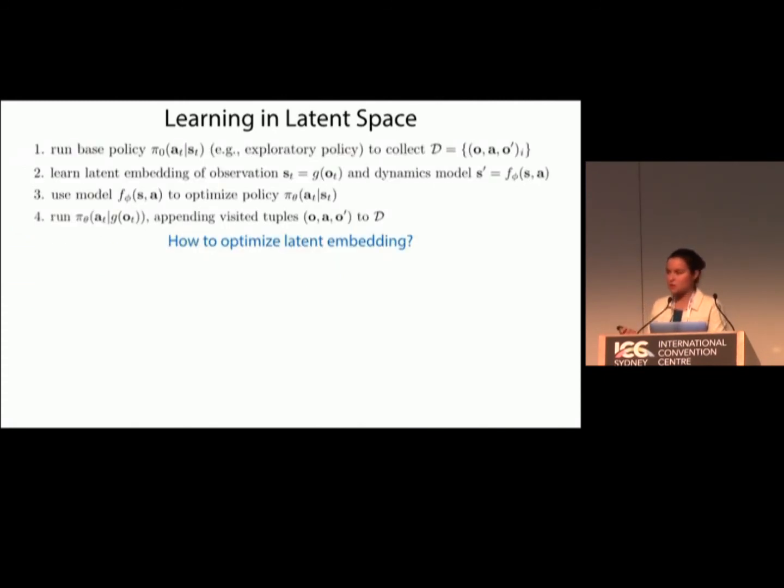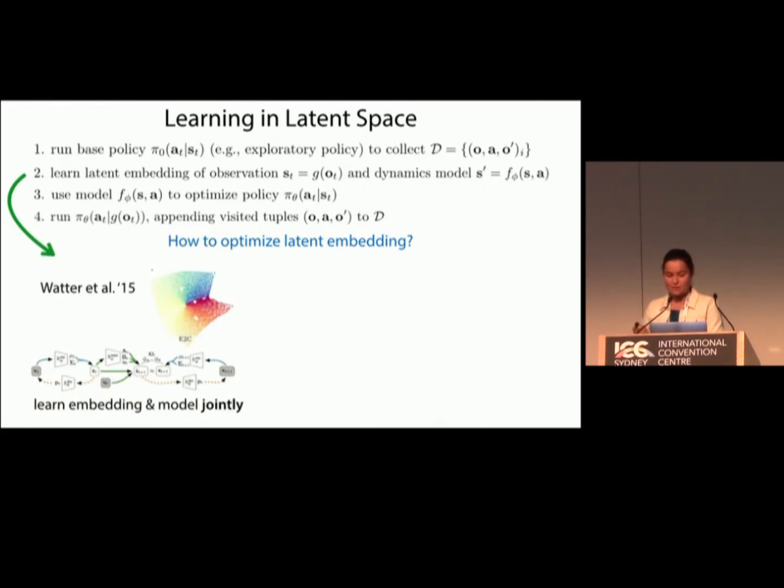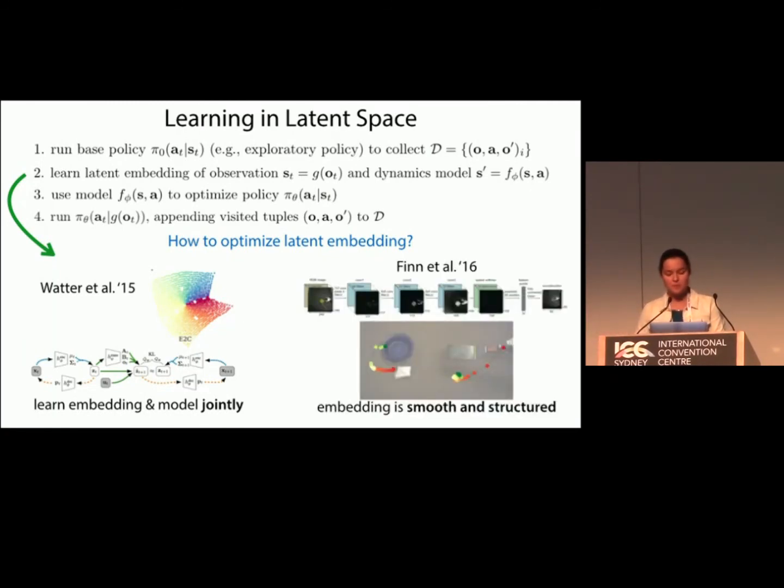And then second, how do we optimize for a latent embedding? So this is a much trickier problem. This is one of the problems underlying unsupervised learning. In the paper by Watter et al., they learned an embedding and a model jointly to try and learn a latent space that is predictable, as well as using an auto-encoding objective to try and be able to reconstruct the current frame.